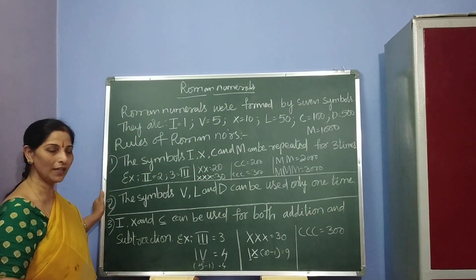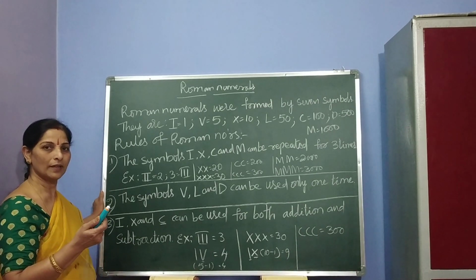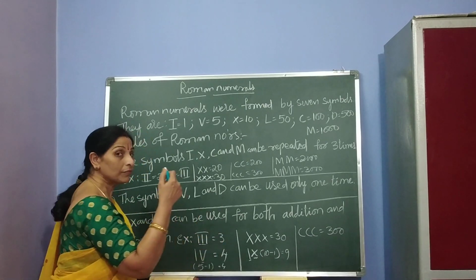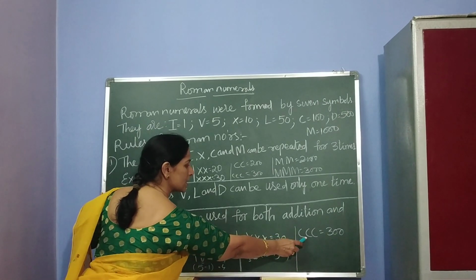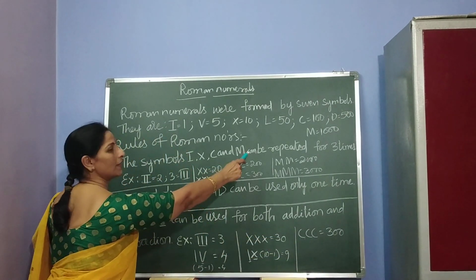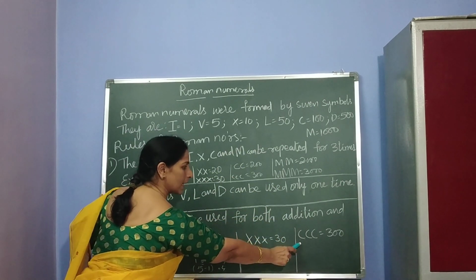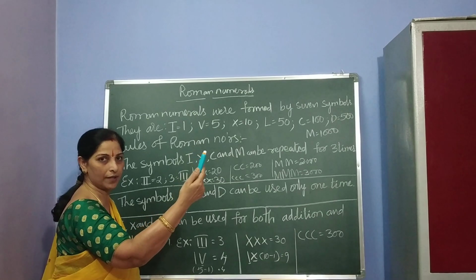Okay children, 300. What is the next number? 100 more to get 400. Here, these symbols should not be repeated more than 3 times. That is the one rule, no? It should not be repeated more than 3 times. That 400 is very close to 500.